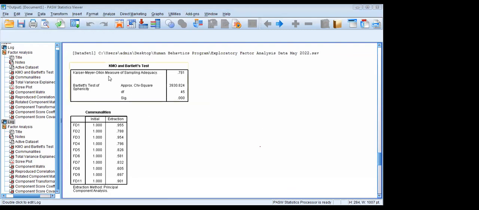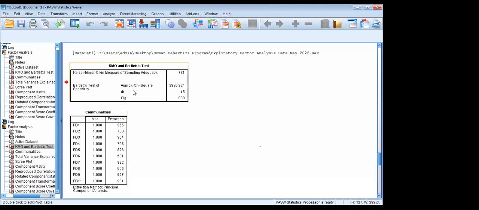Now, this is a new output. One exercise is over. In factor analysis, second exercise, I will rush up fast. KMO sampling adequacy is 0.781, good sample. That is enough sample. In our case study, how many respondents were there? 465. 465 is the sample size.